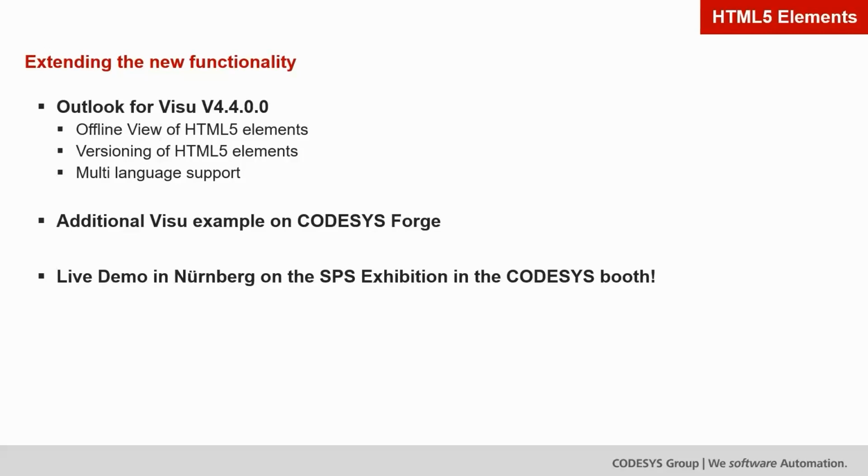Another thing is the examples on CODESYS Forge. So CODESYS Forge is where we provide examples, especially also for the visualization. And there we plan to extend that set of examples so that it's easier for you to use the HTML5 elements in your applications. If you're interested in that topic, visit us on the exhibition in Nuremberg. We will for sure show you the latest integration of the HTML5 elements on the exhibition.